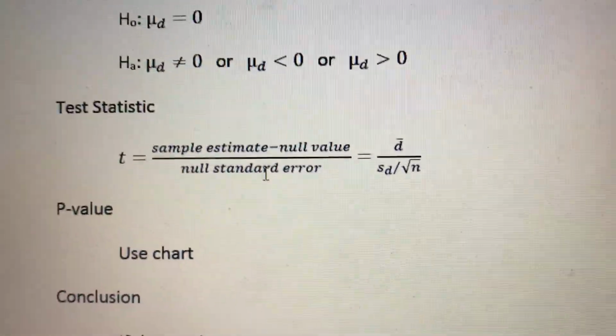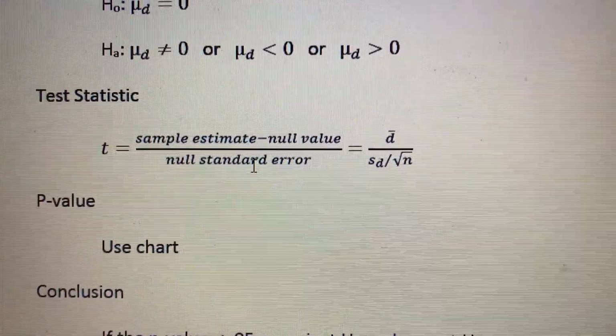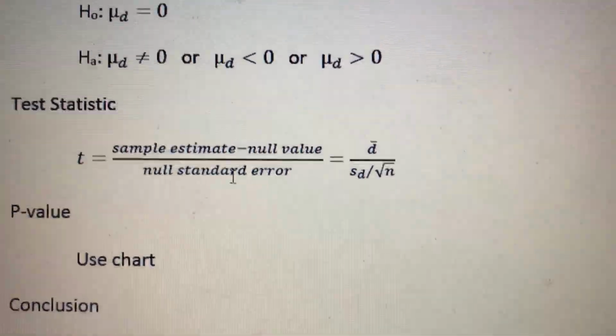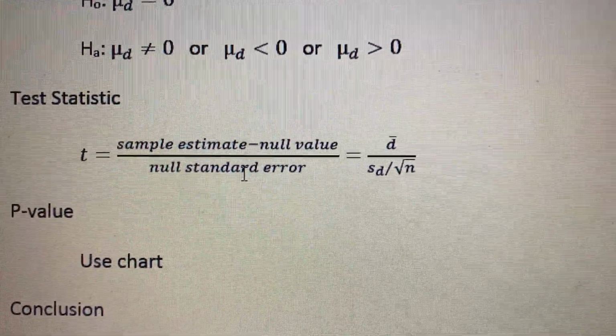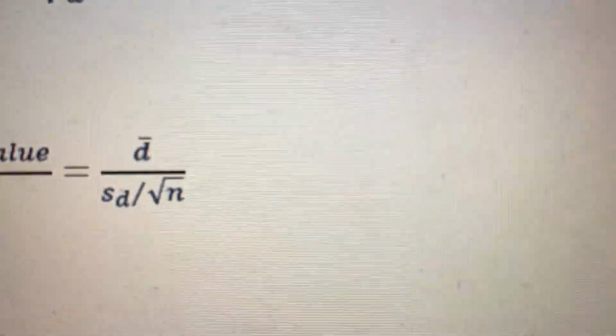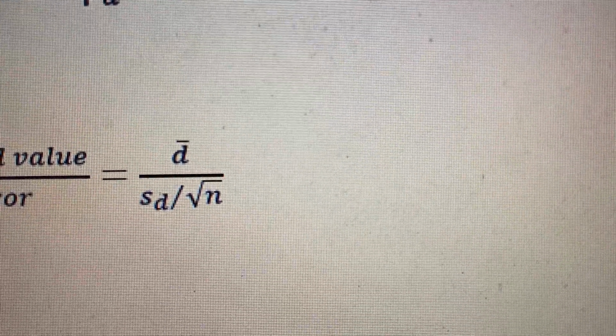Step 3, calculate your test statistic. We are calculating a t-statistic. This whole thing is called a paired t-test. How we calculate a test statistic is sample estimate minus our null value divided by our null standard error. Our sample estimate is d bar. Our null value is 0.